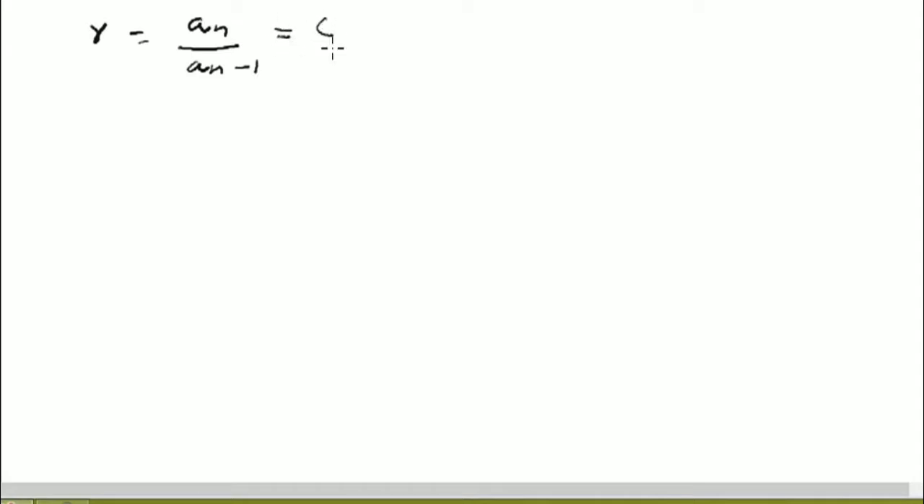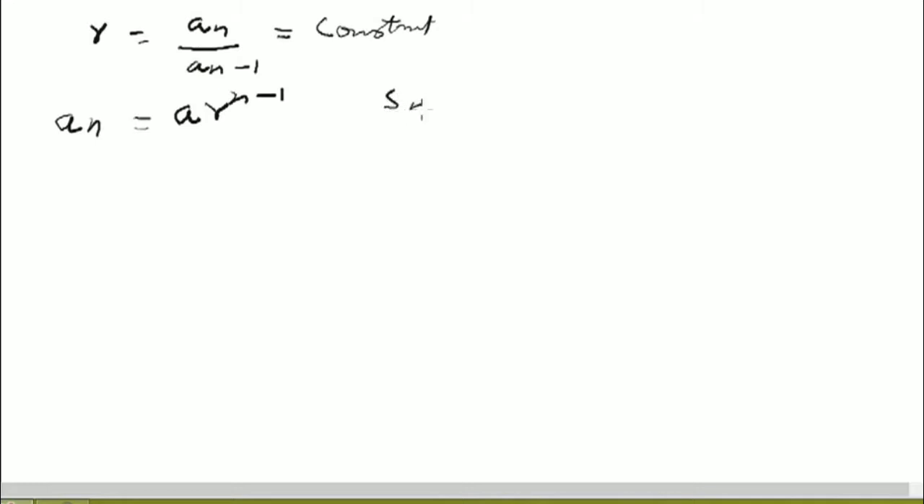You can say A3 by A2, A5 by A4, A10 by A9, always it is constant. The nth term of a GP is given as ar to the power n minus 1. So two variables are here, a and r.